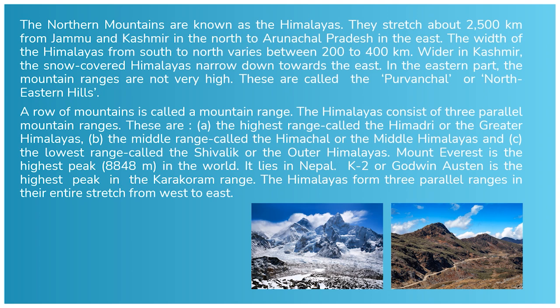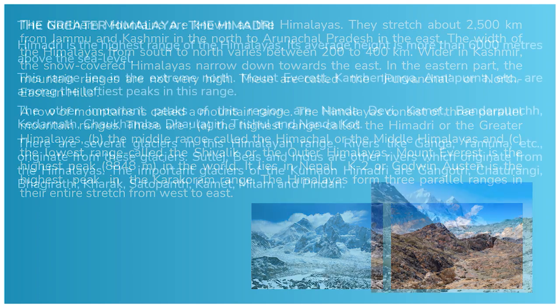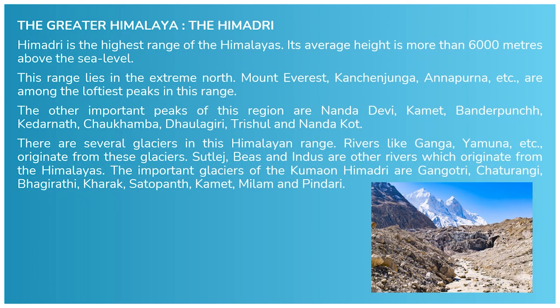The Himalayas form three parallel ranges in their entire stretch from west to east. The Greater Himalaya, the Himadri, is the highest range of the Himalayas. Its average height is more than 6,000 meters above the sea level. This range lies in the extreme north. Mount Everest, Kanchenjunga, Annapurna, etc. are among the loftiest peaks in this range.